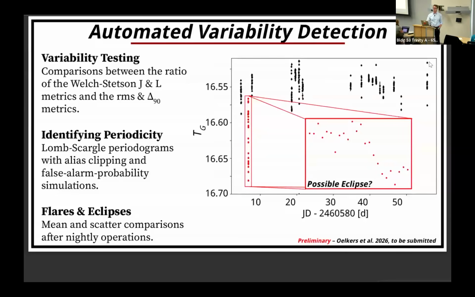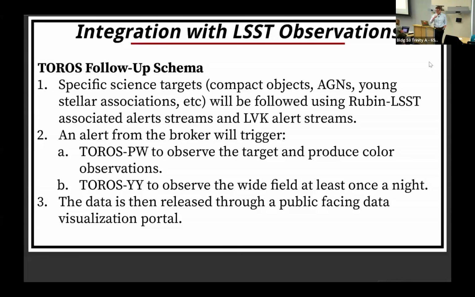And then we've also found some more exotic things, which are eclipses that could be occurring in variable type objects. So we're pretty excited about the capabilities of the system, particularly because one of the telescopes is a repurposed older telescope. So how do we expect to synergize with LSST?